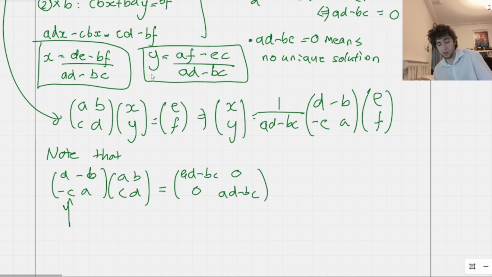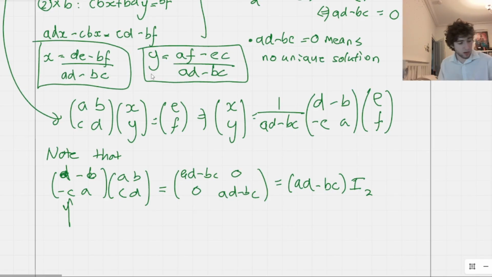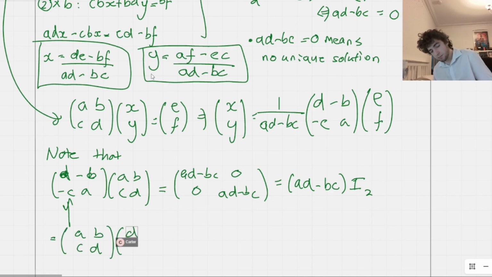And you can literally just do it right now. You can already see that this is meant to be a D. So AD minus BC, BD minus BD is 0, minus CA plus AC is 0, and then minus BC plus AD is AD minus BC. And so this thing is the same as, if you take out the factor of AD minus BC, AD minus BC multiplied by the 2 by 2 identity matrix. So in general, this product gives you AD minus BC multiplied by the 2 by 2 identity matrix. And also, you can verify this yourself, that ABCD multiplied by D, minus B, minus C, A also gives you the same thing.